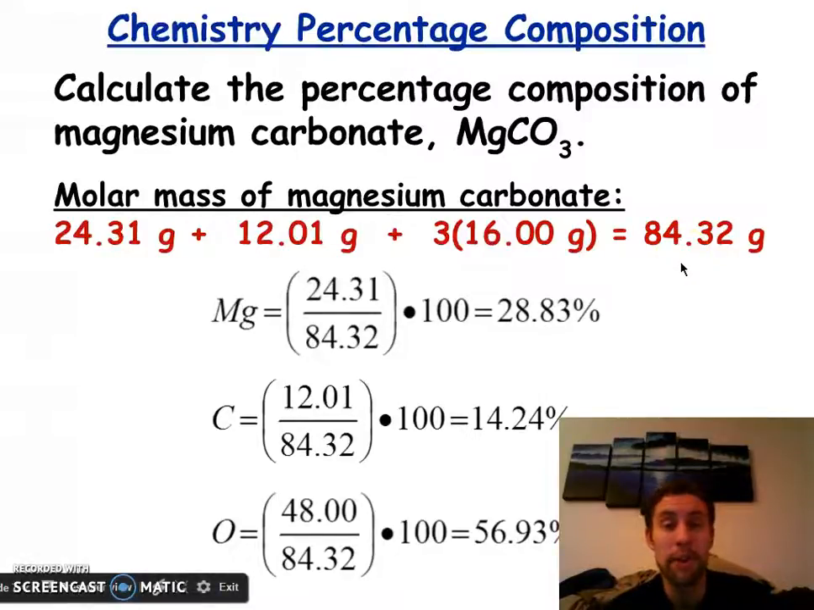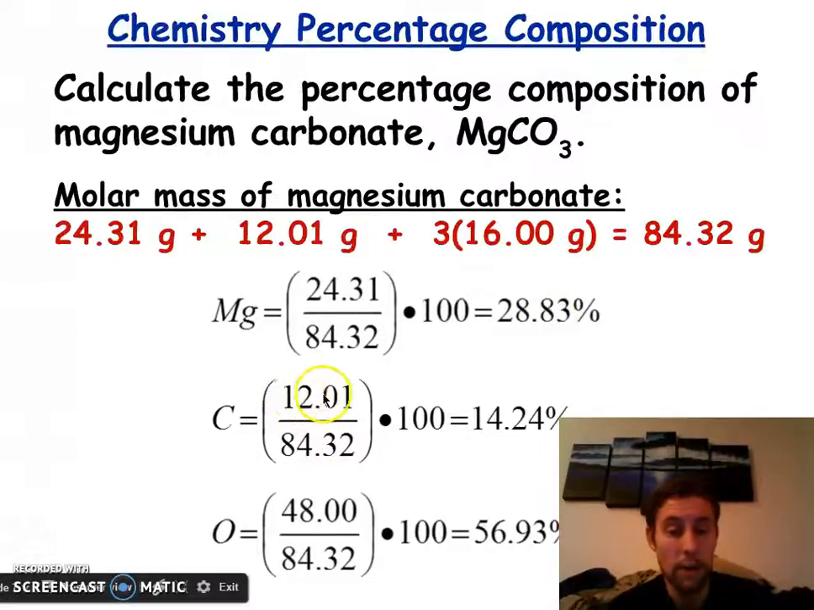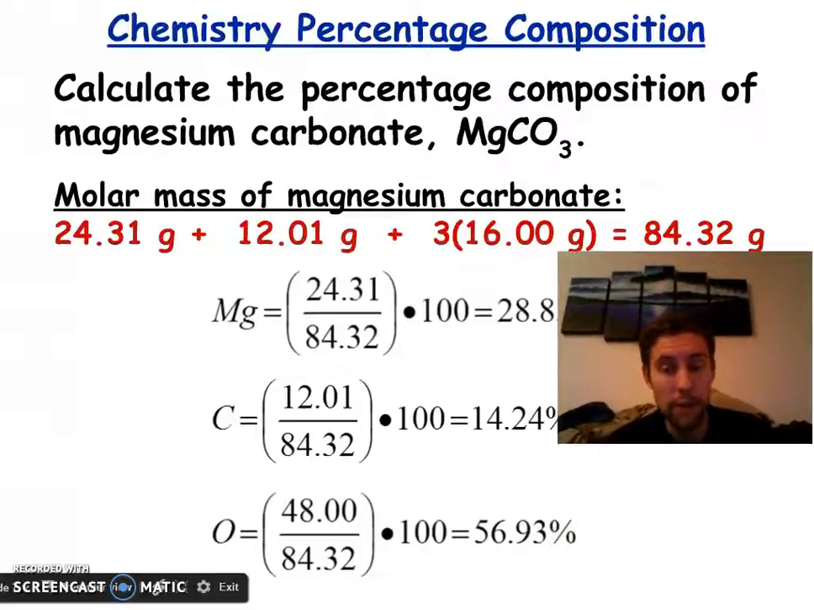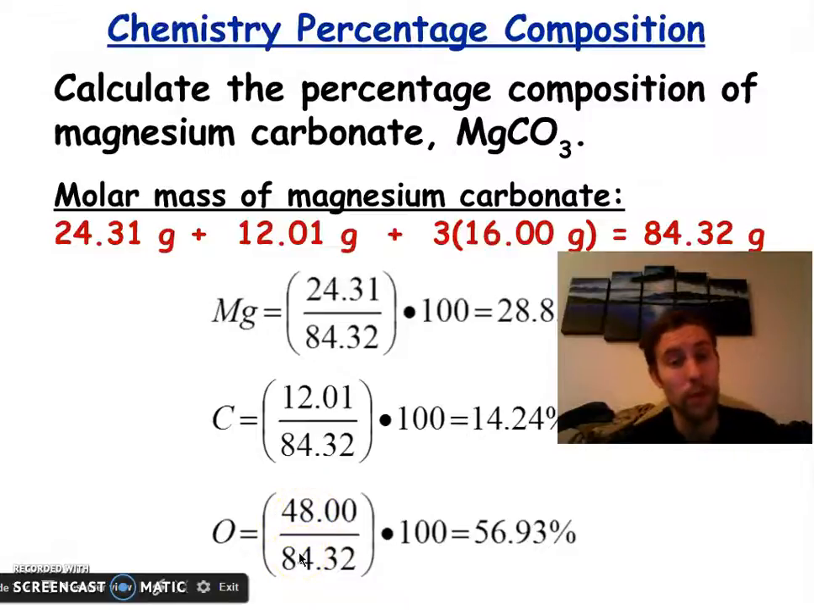So to find the percent composition of any one element, take the mass of just the magnesium over the total times 100, which will get us 28.83% magnesium. Same thing for carbon. Carbon's mass over the total mass times 100 gets us carbon's percent. Same thing for oxygen, but remember, we don't have 16 here for oxygen's molar mass because it's 3 oxygens. So it's 16 times 3, which is 48. So 48 divided by 84.32 gets us 56.93.